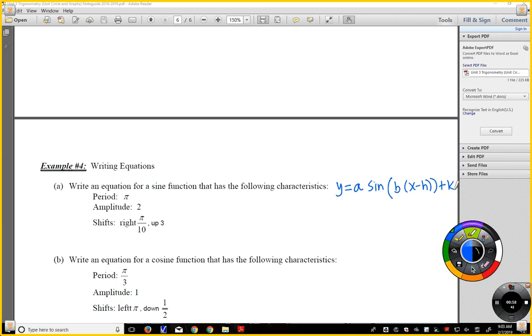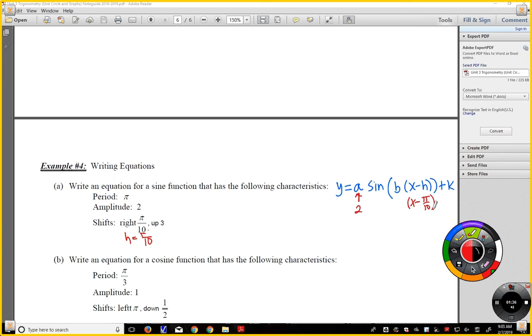Remember, A represents the amplitude. That vertically stretches and compresses our graph. So we know we'll be using a 2 in that position because of the amplitude. What else do we know and could put in there? The shifts. Good. So right pi over 10 means that h is equal to positive pi over 10. So this part of it will look like x minus pi over 10, where the minus was from the formula and h was positive pi over 10.